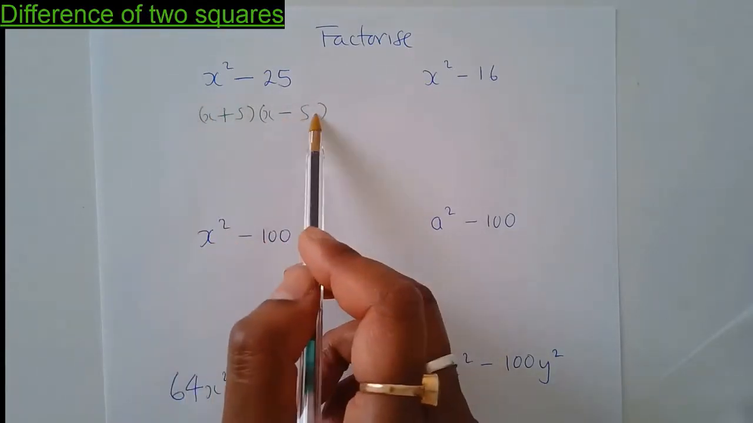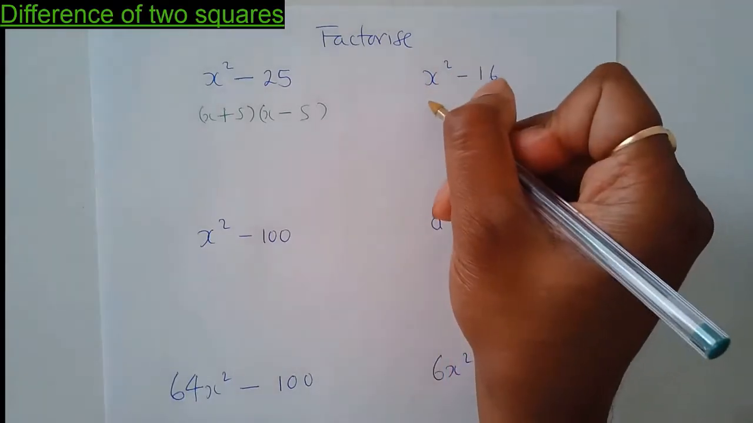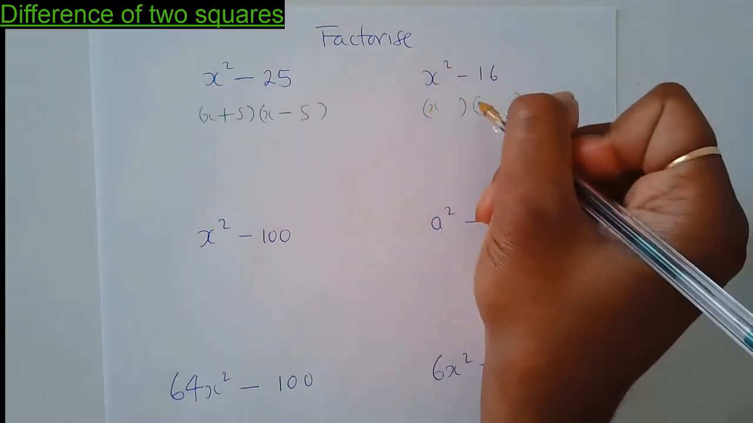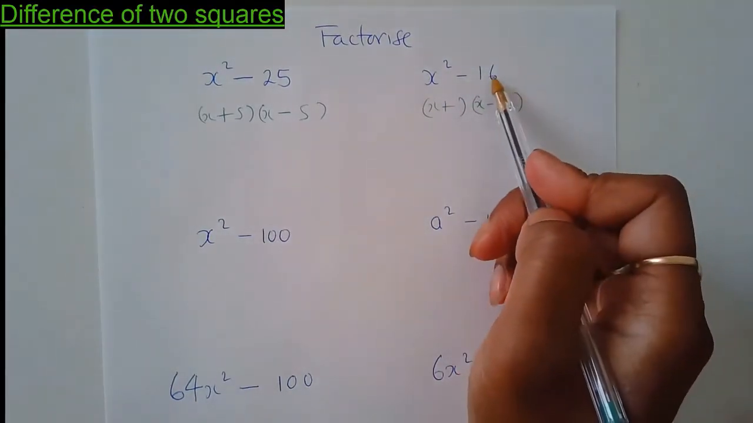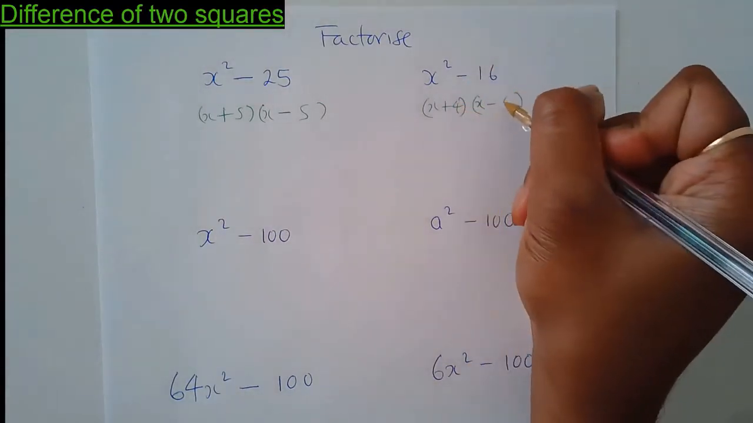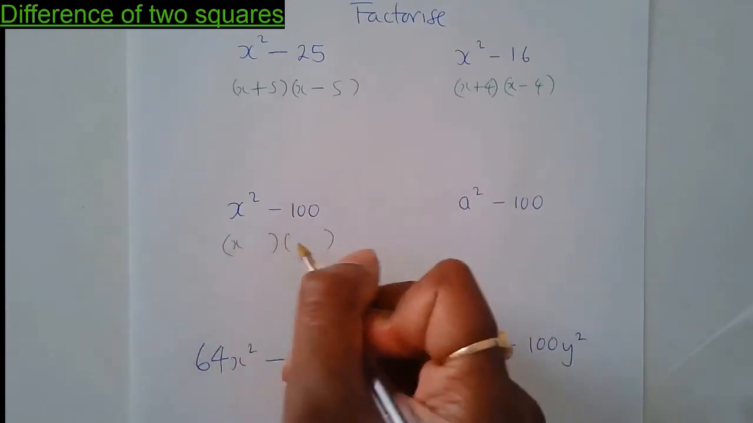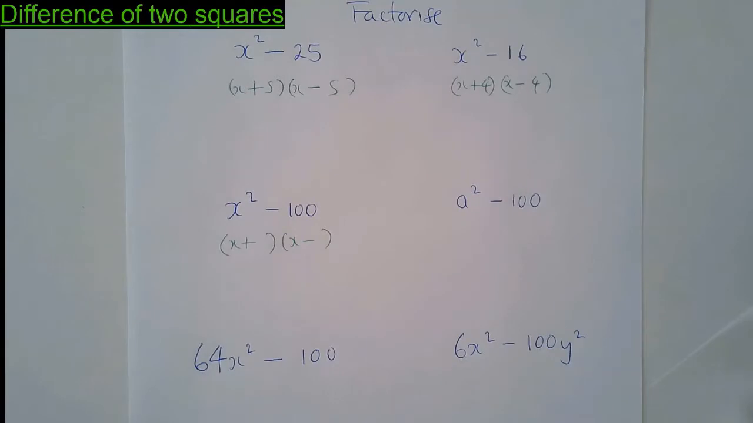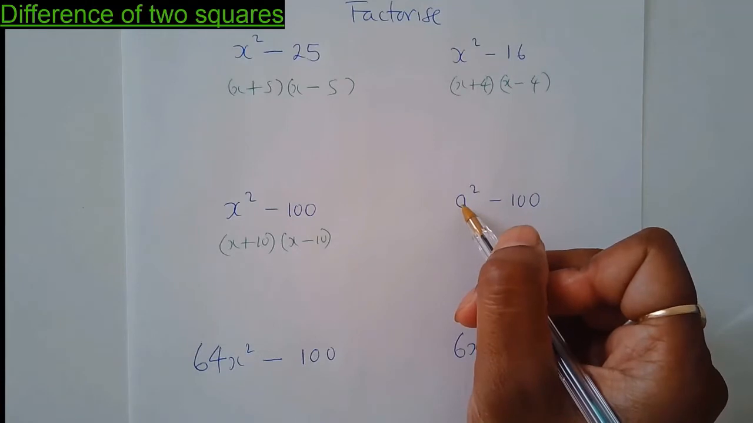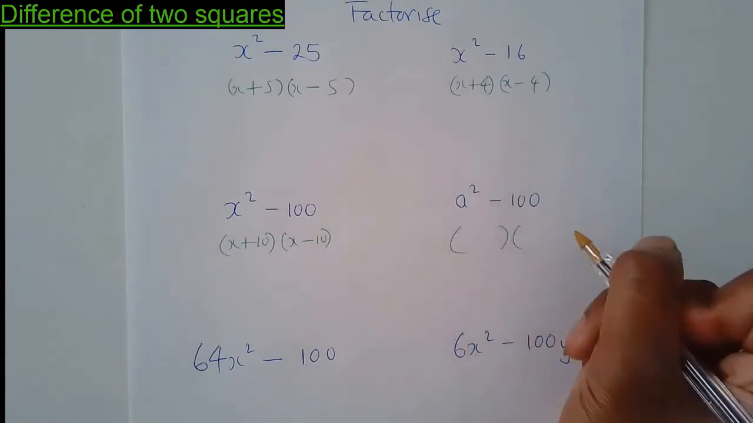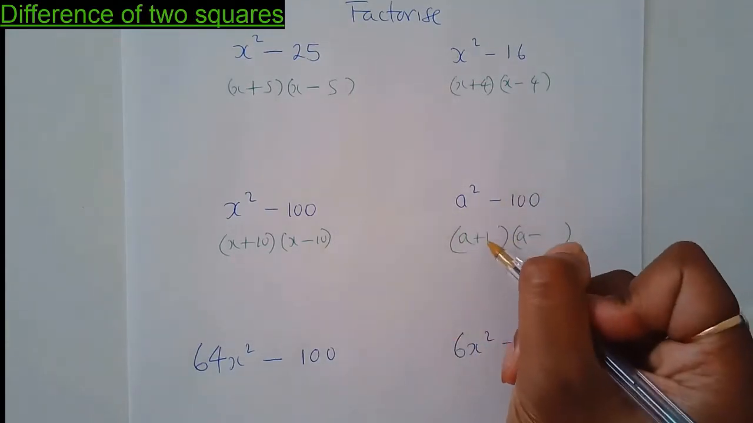Now, if you expand this, you should get back to that. Right. This is the difference between two squares. You've recognized that, so put the double brackets in. x and x, plus and minus. Square root of 16 is 4. So put the 4 there and put the 4 there. It doesn't have to be x's, it could be any letter. Square root of 100 is 10.